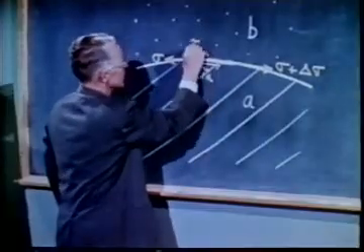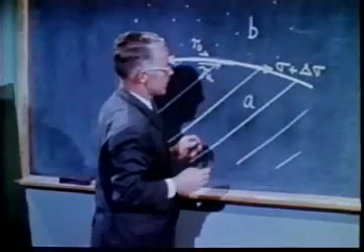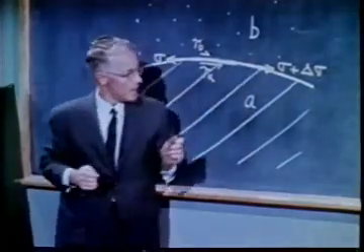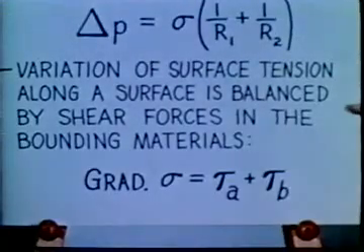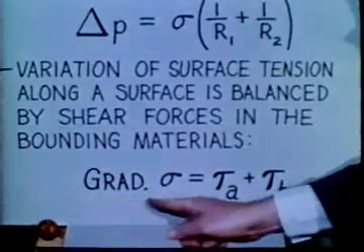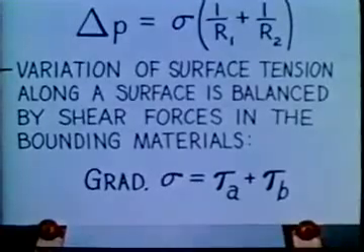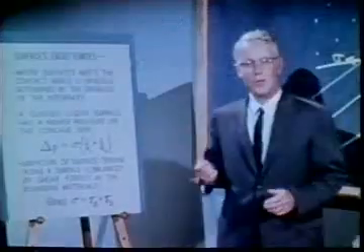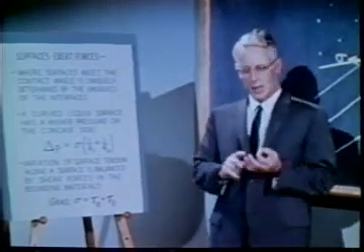That is, the variation of surface tension along a surface is balanced by shear forces in the bounding material. The gradient of the surface tension will be equaled by these shear forces. There are three things that cause variation of surface tension: the kinds of molecules that get into surfaces, the electrical conditions at the surfaces, and the temperature of the surfaces.